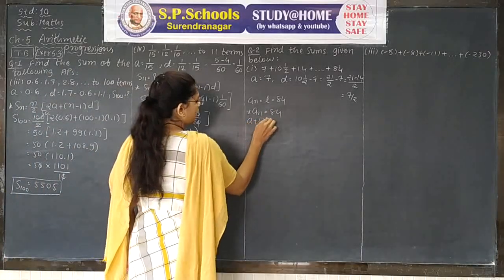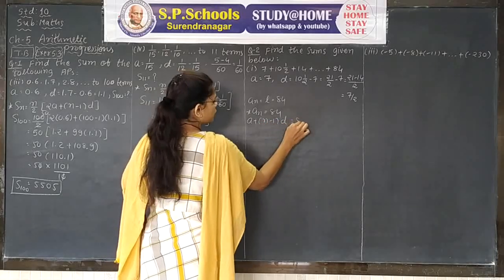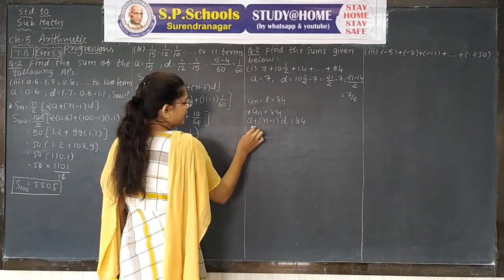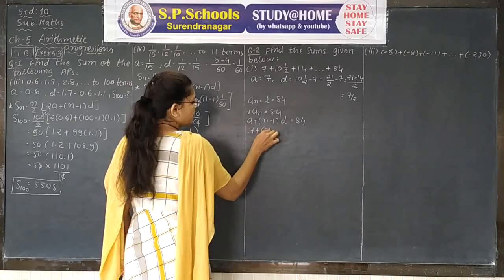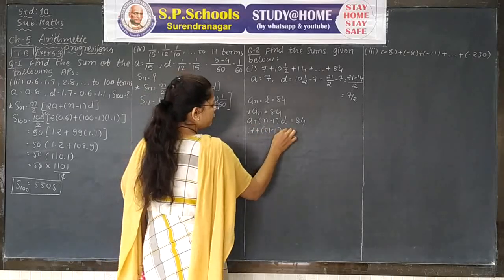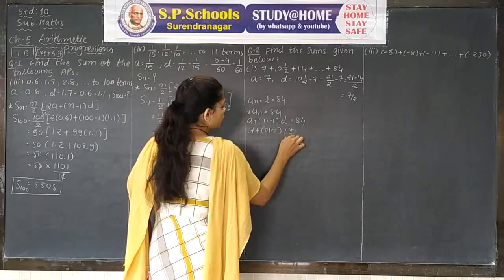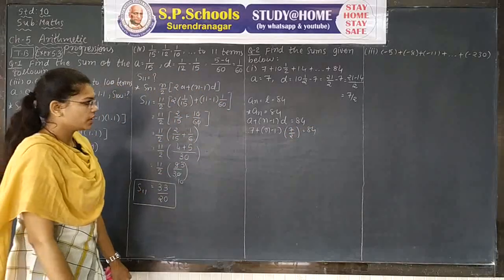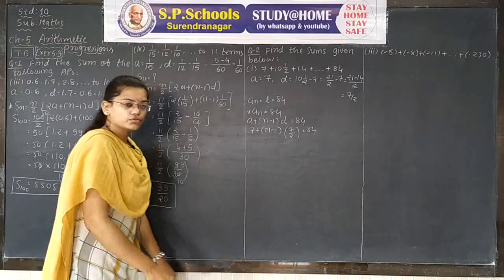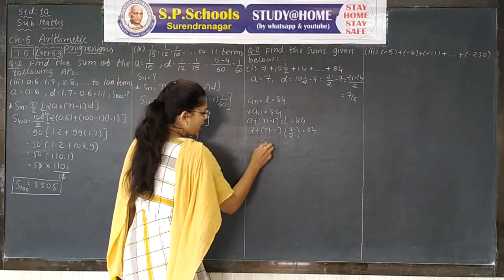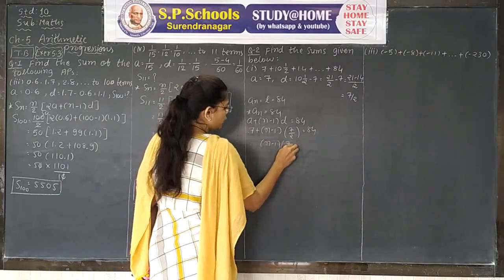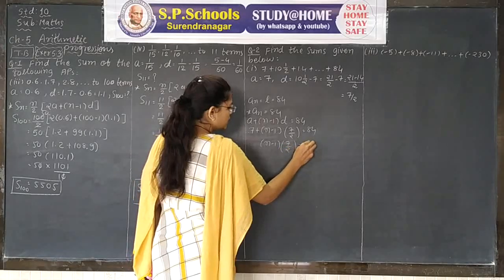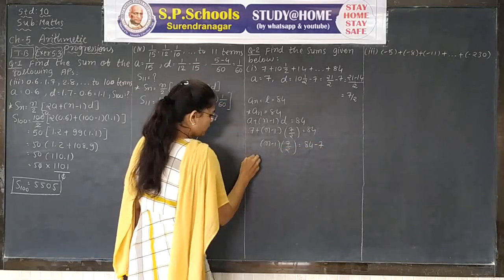a plus (n minus 1) into d is equal to 84. Here a is 7, plus (n minus 1) as it is, and the common difference d, which is 7 upon 2, is equal to 84. Keep in mind, whenever this type of sum is given, the small n belongs to natural numbers. (n minus 1) into 7 upon 2, which is the common difference, is equal to 84 minus 7.